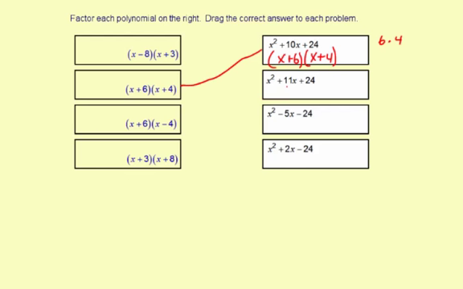Next one is x squared plus 11x plus 24. Still have a 24 here, but there's an 11. So that means we can't use 6 and 4. It has to be factored a different way. Well, what other combinations multiply to make 24? Well, there's 1 and 24. There's 2 times 12. 3 times 8. Well, hold on. 3 plus 8 is 11. So that's correct. So it's going to have to factor to be x plus 3 times x plus 8. So that matches here.